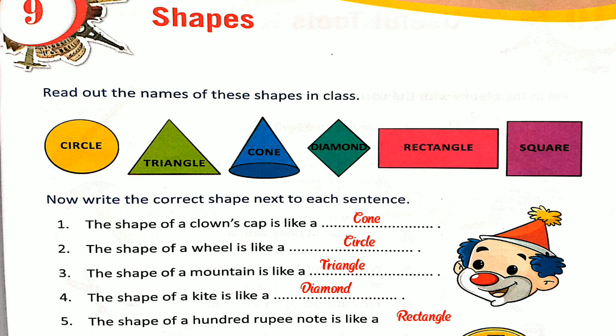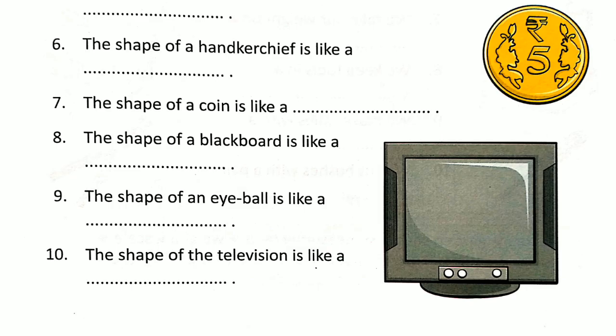So now again, the shape of the cone's cap is like a cone. The shape of a wheel is like a circle. The shape of a mountain is like a triangle. The shape of a kite is like a diamond. And the shape of a 100 rupees note is like a rectangle. Okay, very good. Now next. The shape of a handkerchief is like a square. Very good.